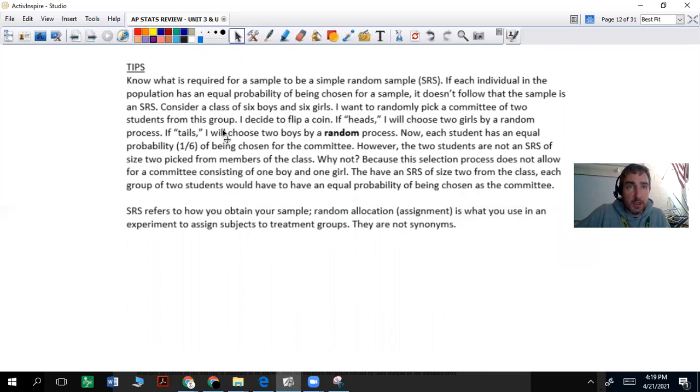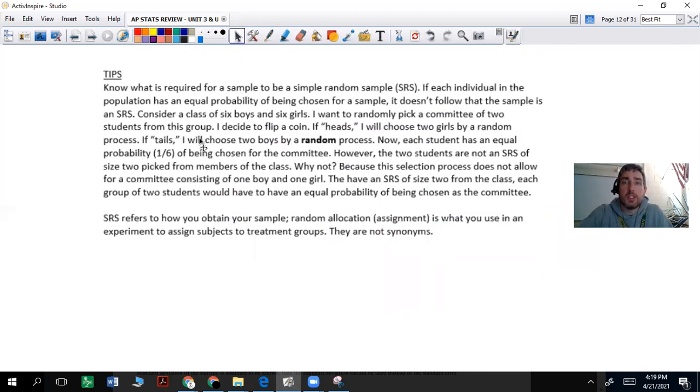I'll let you read these tips here. Know what's required for a sample to be a simple random sample. If each individual in the population has an equal probability of being chosen for a sample, it doesn't follow that the sample is an SRS.